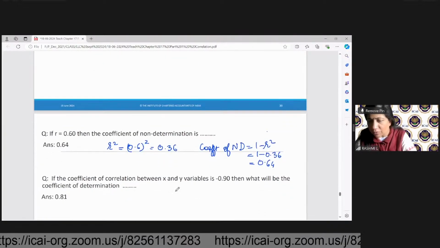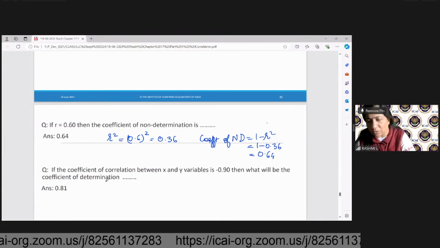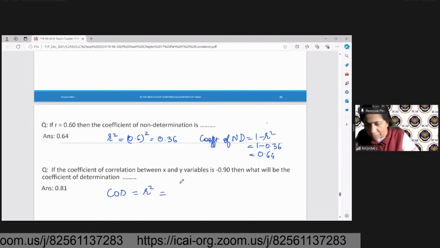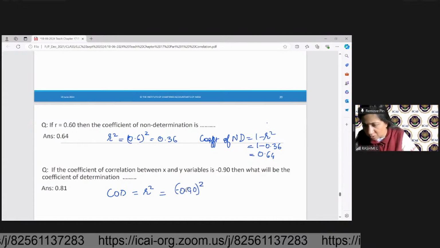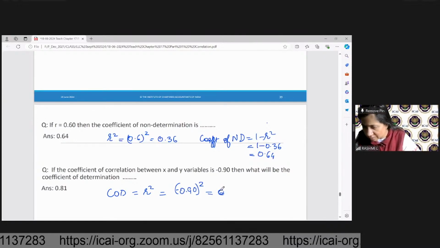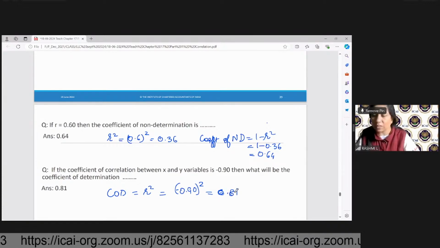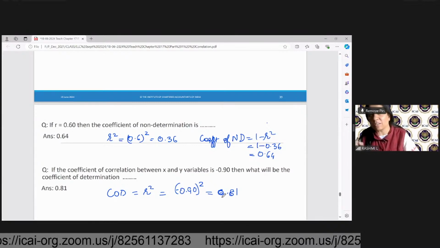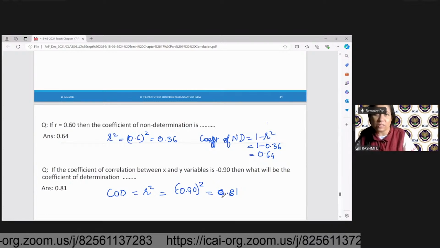If the coefficient of correlation between x and y is minus 0.9, then what will be the coefficient of determination? Coefficient of determination is R square, which is equal to minus 0.90 whole square. Because it's a square sign, minus will get squared. So you will get the answer as 0.81. Okay. So be careful, because in the answer they will obviously give you something with a negative also. But this is a square, so you will always get a positive answer.